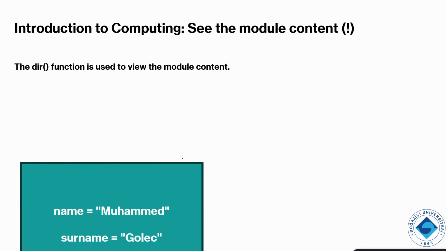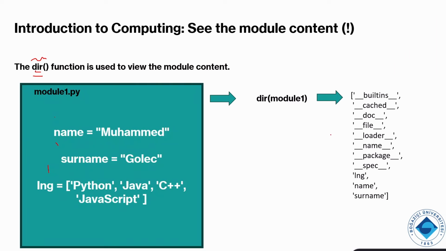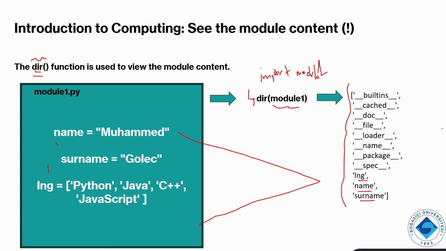It will return 5. And if you want to see the module content, we have a function called dir. Let's say again we have a module like this: name, surname, language. And in the main file, first of all you have to import your module1. Then if I write dir and my module1 name here, I will see all module content like language, name, and surname. You can see inside of this module here. So the others are just predefined default functions.